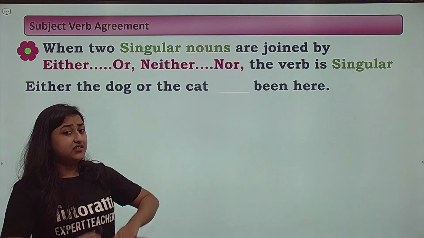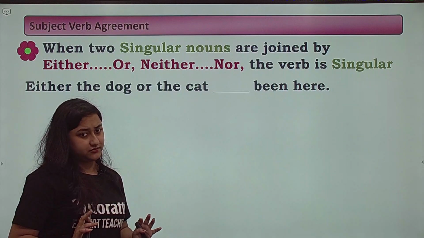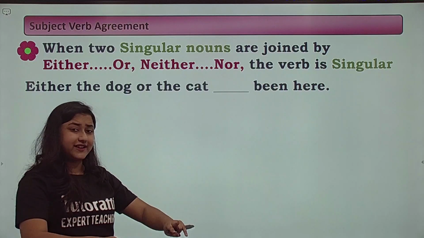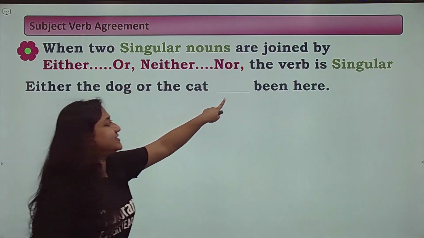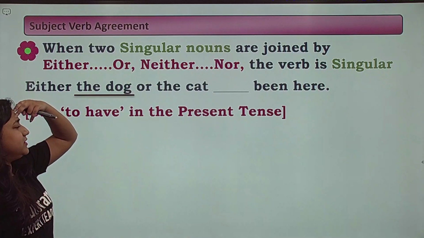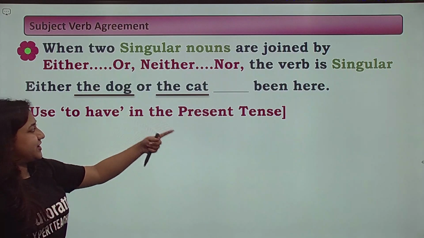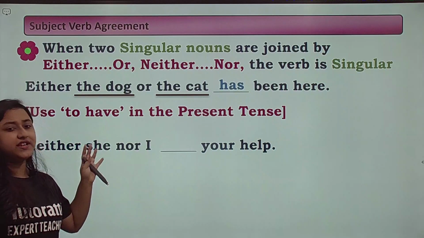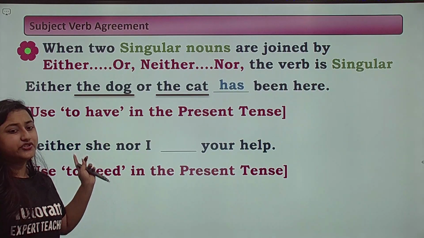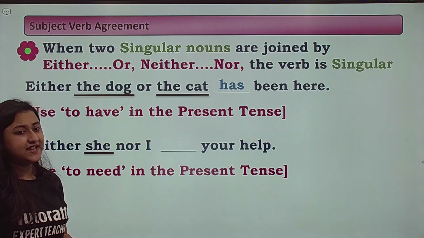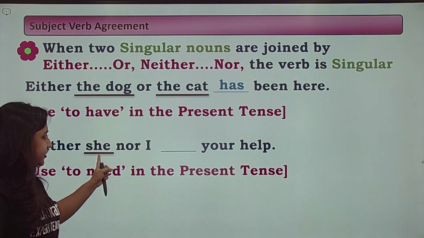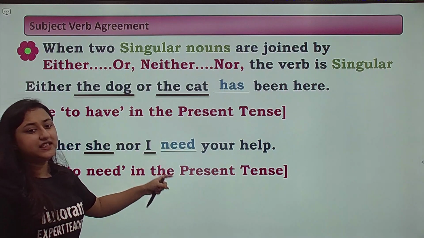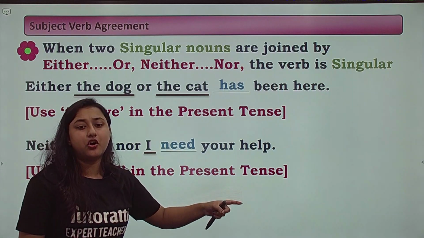It's either the dog or the cat. दोनों एक साथ नहीं आए, alright. It's either the dog or the cat. So it is always singular. So used to have in the present tense has been here. Neither she nor I. Used to need in the present tense. Neither she is singular, I is also singular. So we will say neither she nor I need your help.